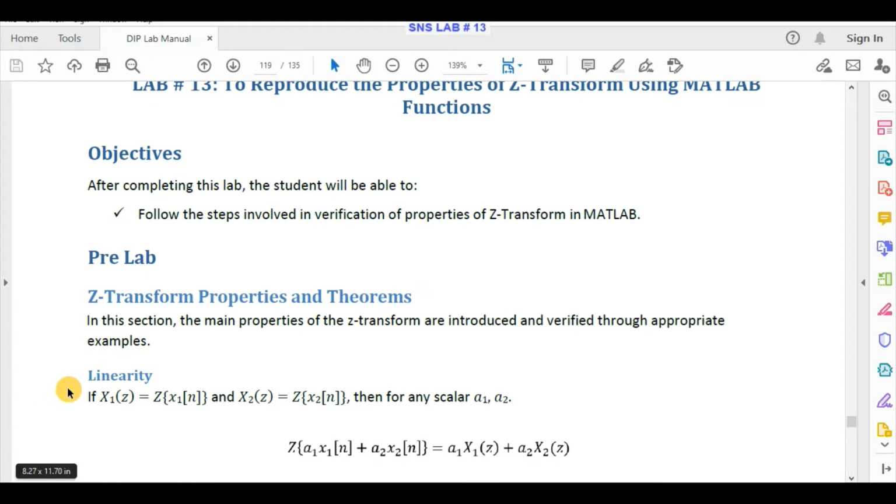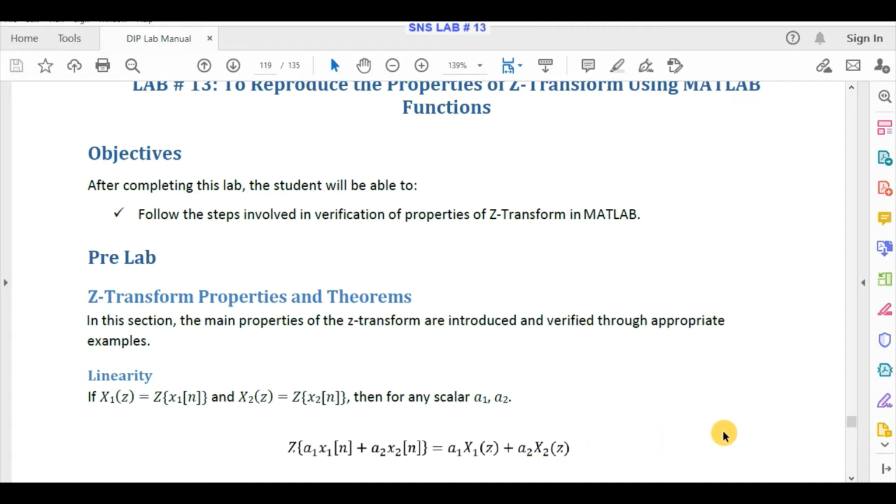As we are already familiar with this property, linearity property states that if there are two signals in time domain and we multiply both the signals with scalar quantities as stated here, A1 and A2, after adding those signals and by taking its Z transform, it will be equal to the Z transform of the individual signal multiplied by the same scalar quantity, plus the Z transform of the other signal multiplied by the second scalar quantity.